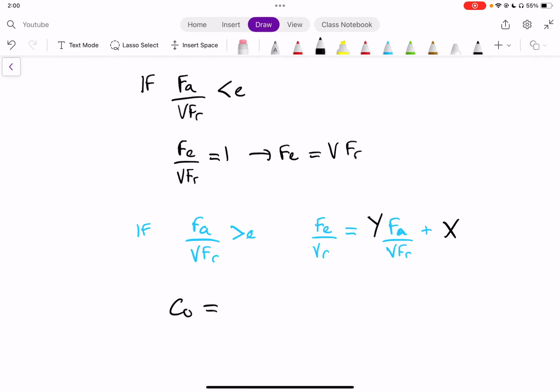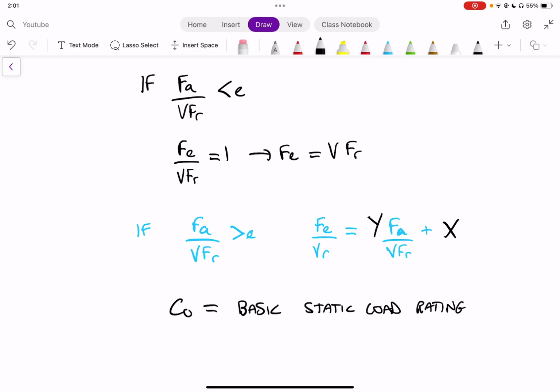Now, another term that we need to know, and we'll do this while we solve the problem as well, is that C0 is going to be equal to the basic static load rating. Okay, and this C0 is going to be used as essentially a load that would start the failure of our system.